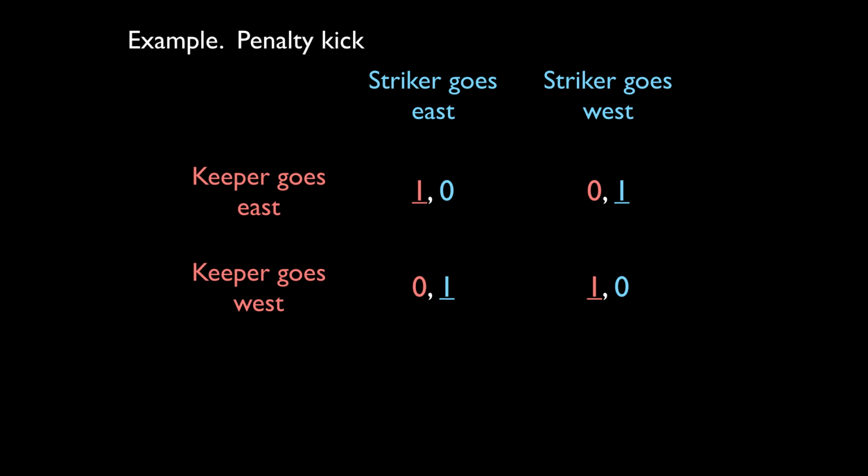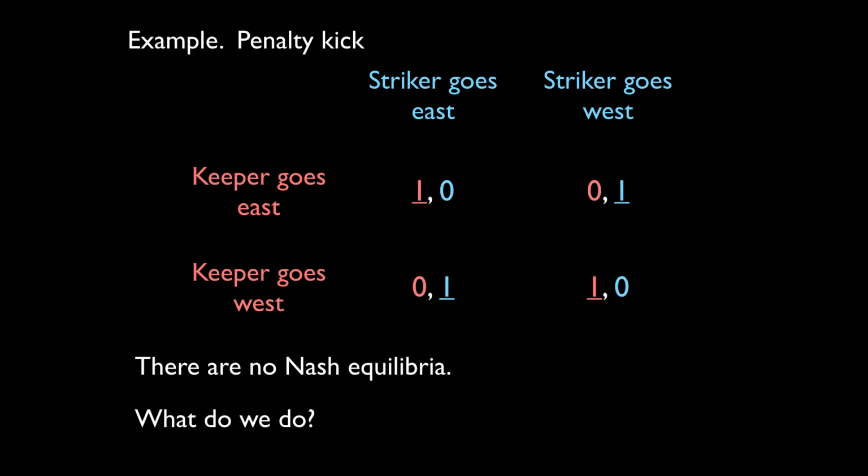Remember, this is a penalty kick game. Is there any domination in this game? No. Are there any Nash equilibria? No. Okay, so there's no Nash equilibria. What do we do? When we actually see people play this game, what do you think people actually do? They randomize, right? In fact, you want to be as unpredictable as possible.